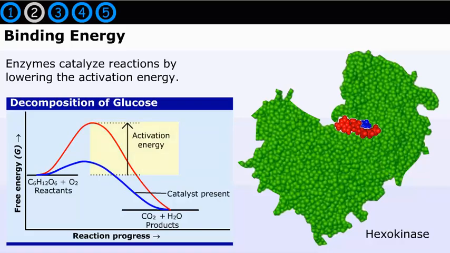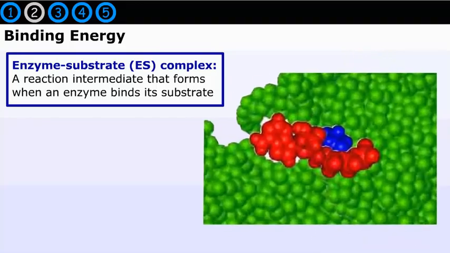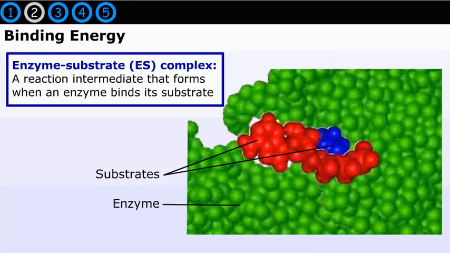How do they lower the activation energy? Enzymes are relatively large molecules. They form many contact points with their substrates. The formation of the enzyme-substrate complex is the first step in an enzyme-catalyzed reaction. The enzyme holds the substrate in the proper orientation for a reaction to occur. It places the substrate near specific amino acids and cofactors that help it react.